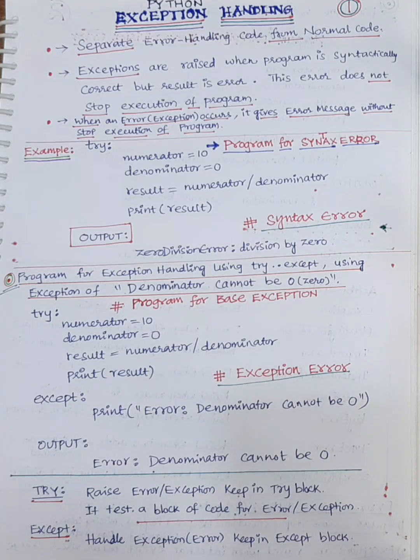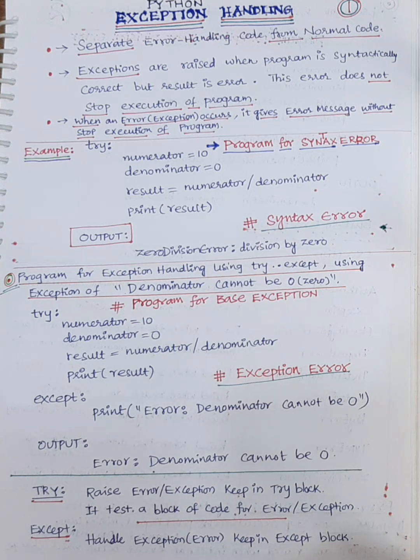Today's topic is exception handling in Python. Actually, here exception is the error. Here we have two types of errors. First one is syntax error. Second one is exception error.